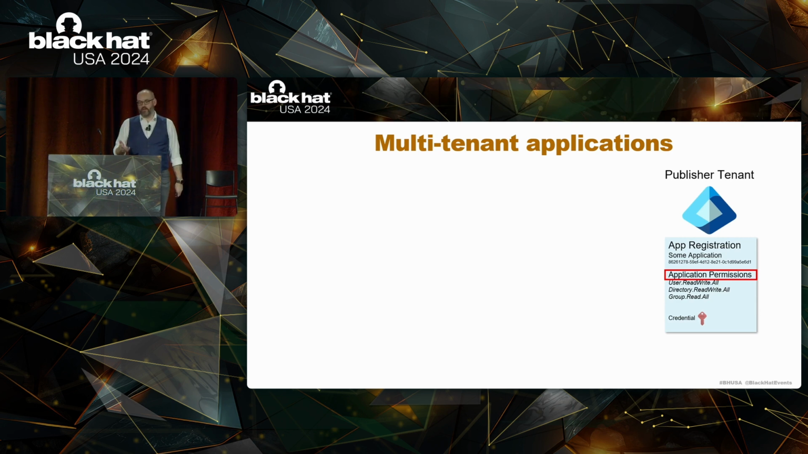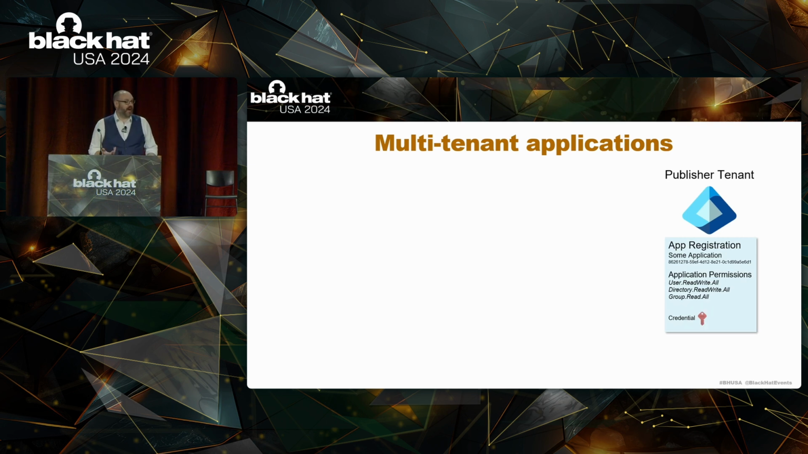So here we have User.ReadWrite.All, Directory.ReadWrite.All, and Group.Read.All, right? Effectively, as the developer, I'm saying these are the permissions that my application needs to do whatever it is that it's supposed to do. And then I assign credentials to it. This can either be a secret, which is effectively like a password for applications, or I can assign an asymmetric key pair, certificates, to that app registration.